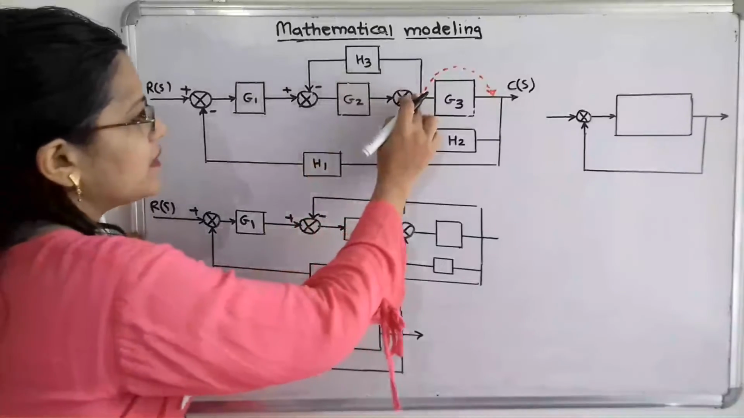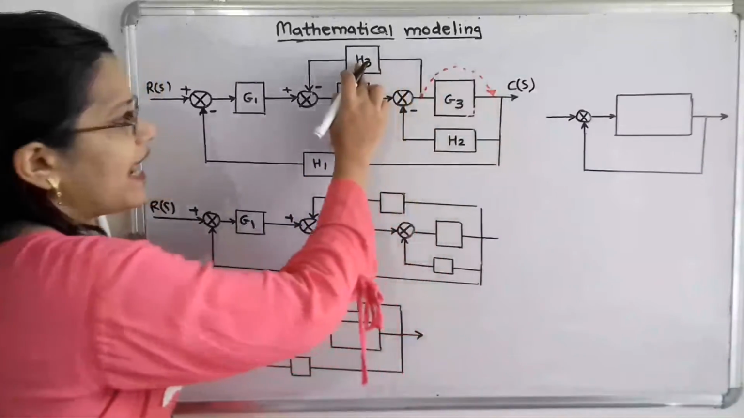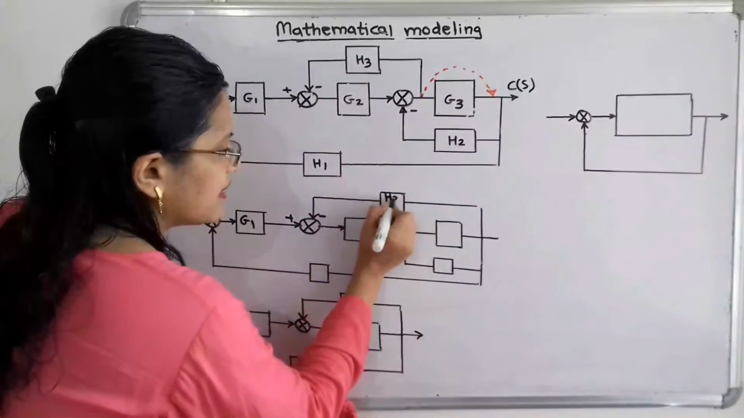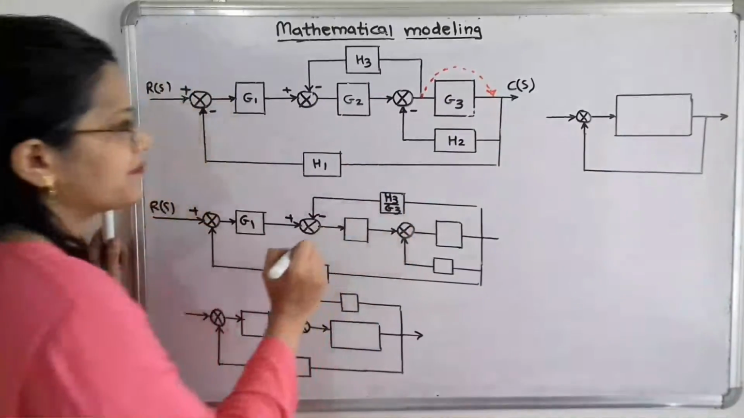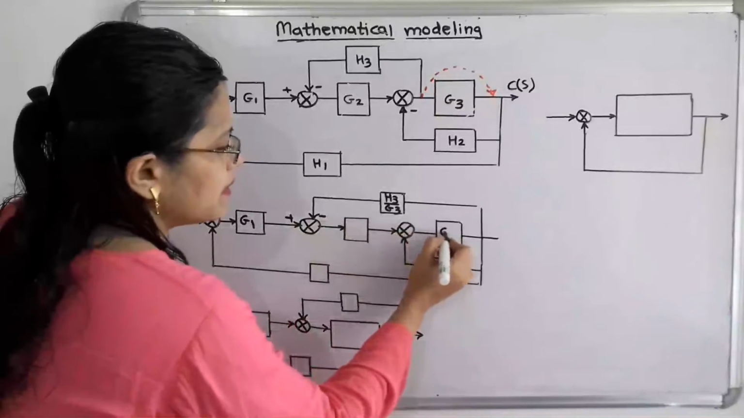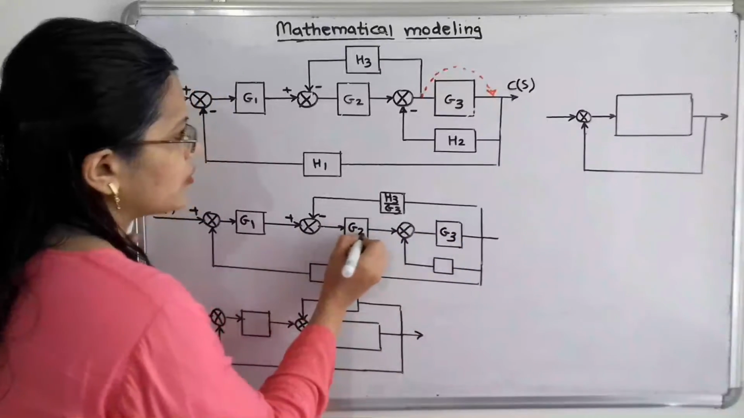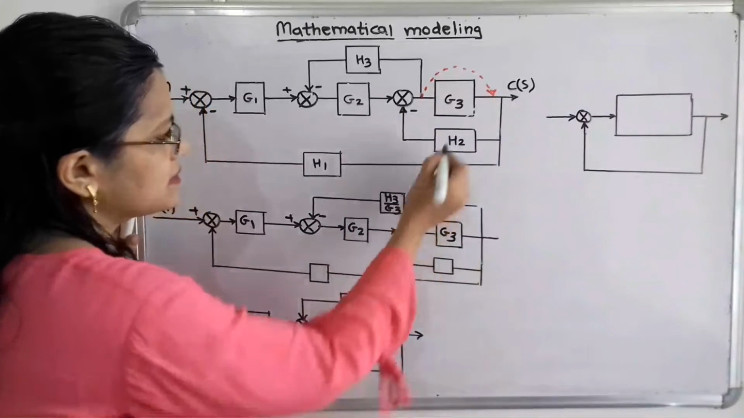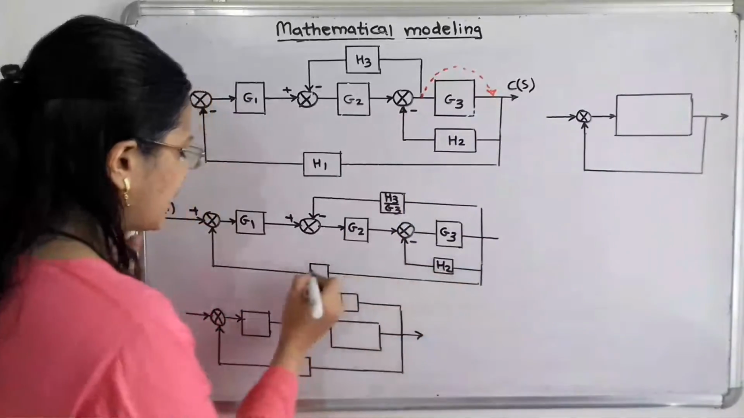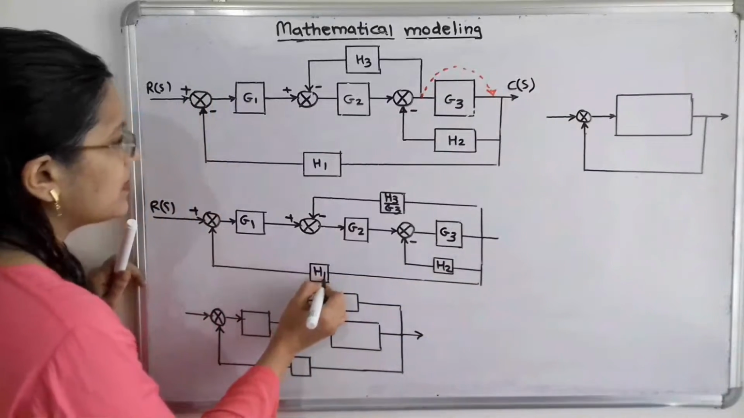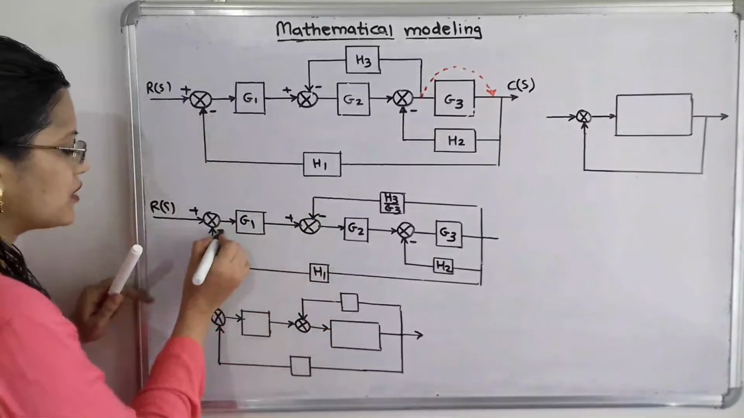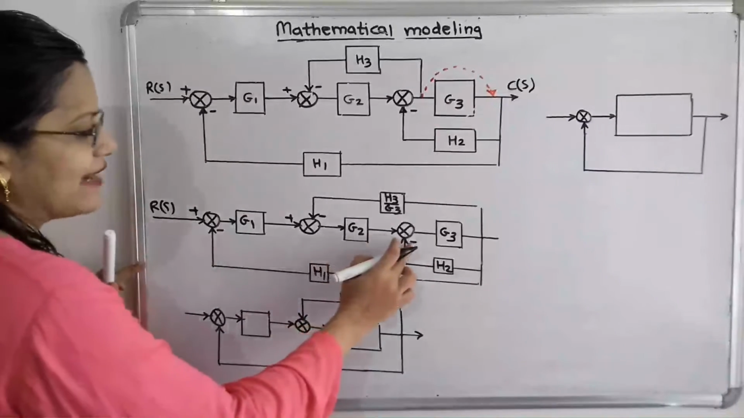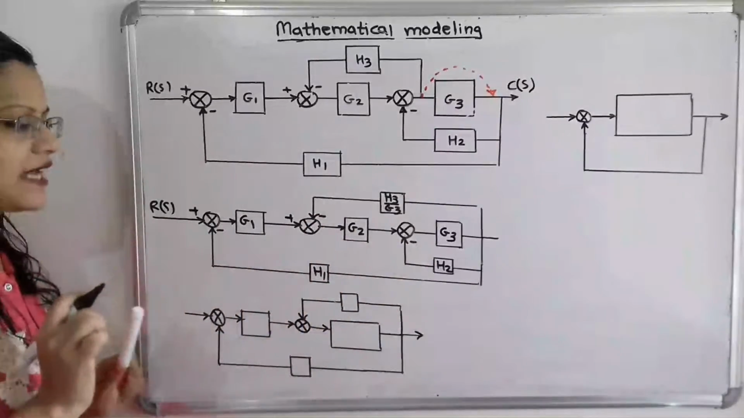Now here if we transfer this takeoff point, we have to write H3 by G3. So I will write here H3 by G3. Then here will be G3, here block G2. Then for this feedback loop, there is the minus sign. Here is block H2 and here is block H1. And for this feedback loop also there is the minus sign. So most important thing is that we have to care about these signs.